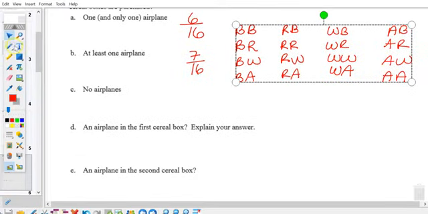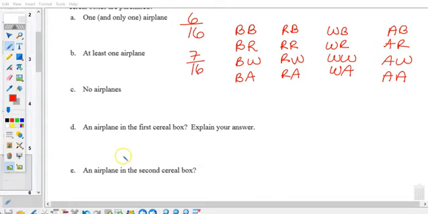No airplanes. Well, if 7 have at least 1 airplane, to get the other events that are no airplanes, that's 9 out of 16. So you could add 1, 2, 3, 4, 5, 6, 7, 8, 9.